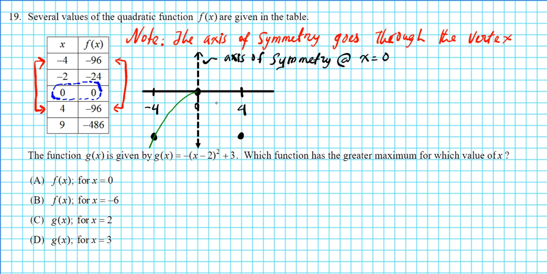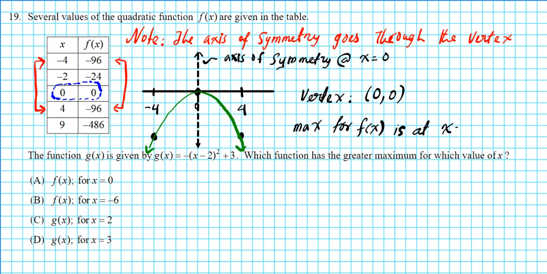So we can see what kind of extrema we have in this scenario. We have a maximum for f of x. So our vertex for f is 0, 0. Which basically means that the maximum for f of x occurs at x equals 0. So that's that. Now let's look at g of x.